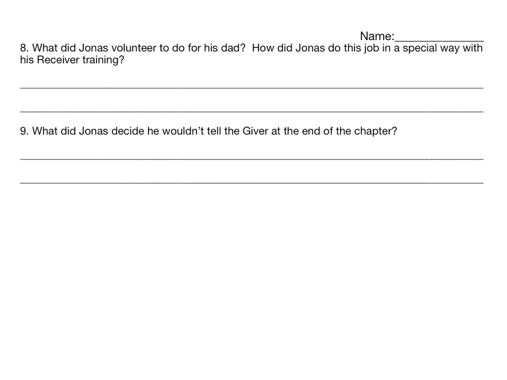And then number 8, what did Jonas volunteer to do for his dad? How did Jonas do this job in a special way with his receiver training? He volunteered to take Gabriel into his room. And then when Gabriel cried, he actually kind of did it on accident at first and then on purpose the second time, right? He gave a memory of sailing on a calm sea to the baby with the sun and the beautiful sunshine and calmness and rocking of the waves, right? And that actually calmed Gabriel down.